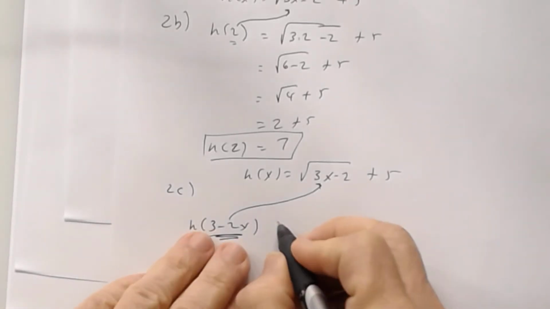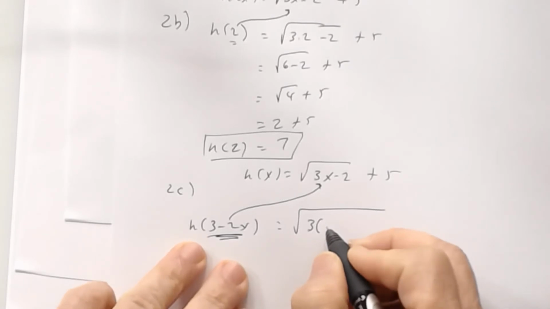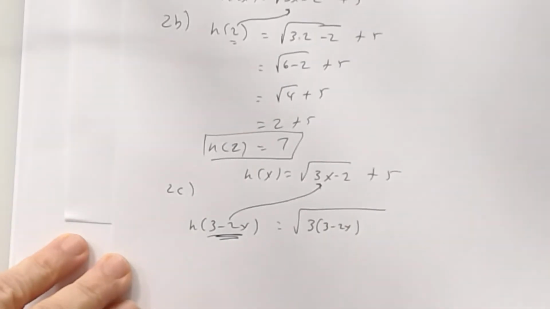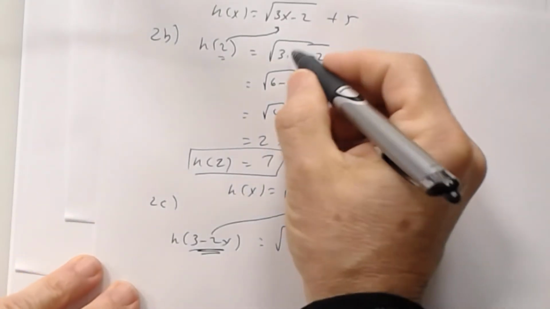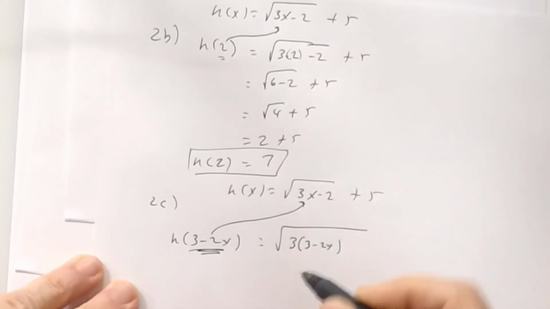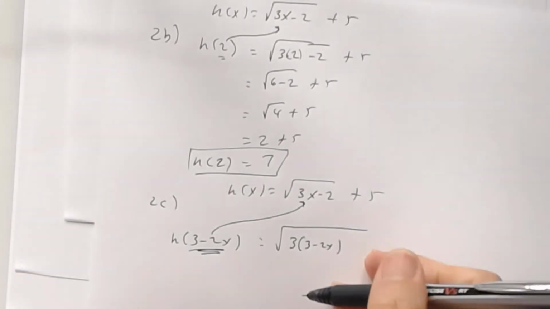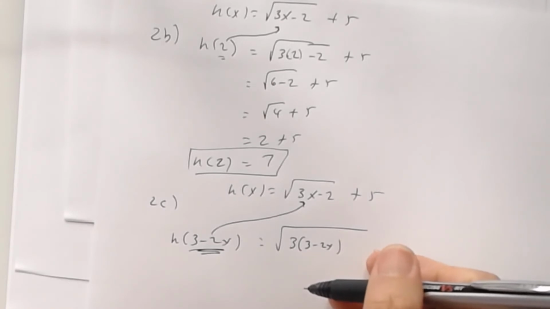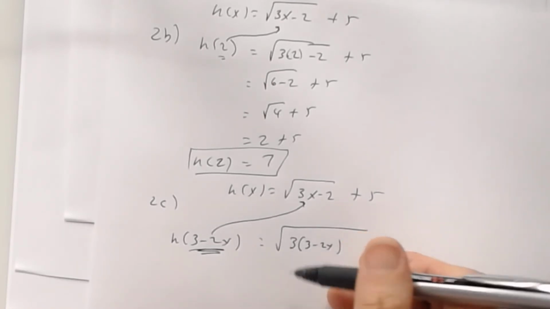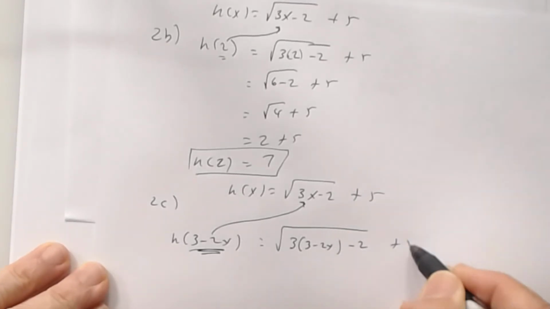So I get the square root of 3 times, in parentheses, 3 minus 2x. Now, notice that in the previous 2, I didn't put parentheses around that because those were just numbers. 3 times 2, but you could have, right? Here you do need parentheses. Because what is it I've got to do with the 3 and the negative 2x at some point? Multiply by 3, by this number 3. All right, and then minus 2, and then plus 5.